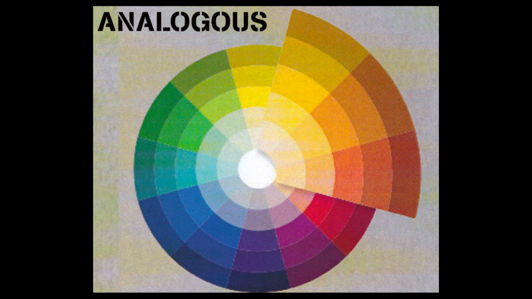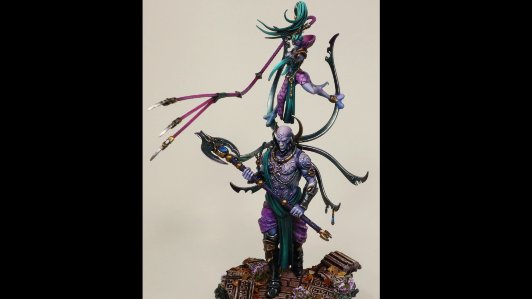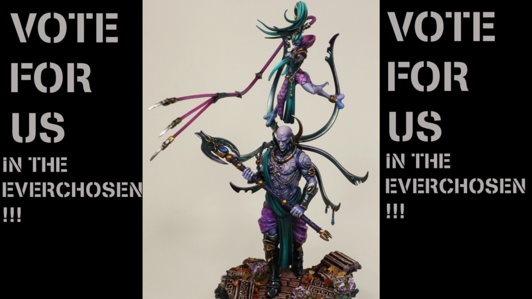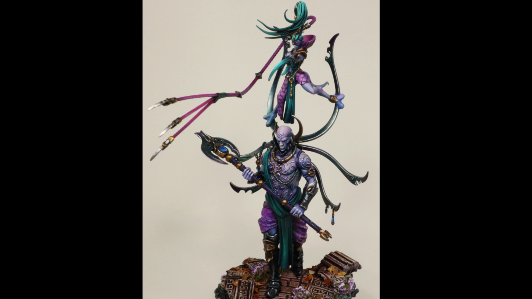Analogous schemes can be made from 3 or 4 colors. This type of combination is very frequent in nature, really natural, so it works really well.